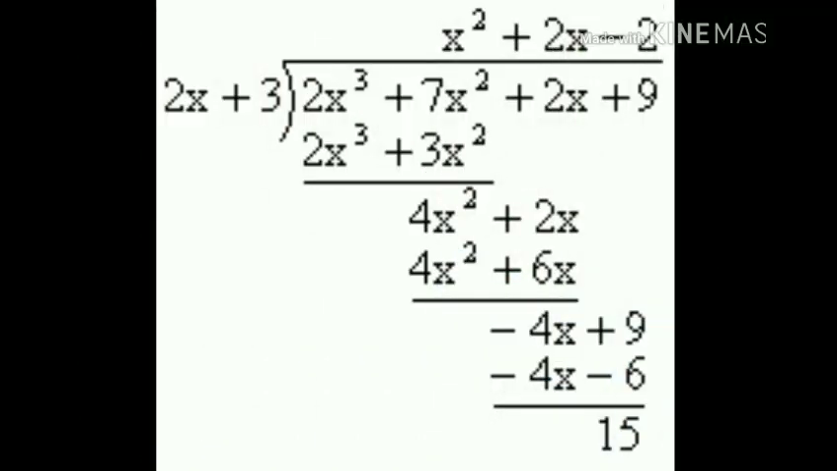Let's proceed to the last operation, which is division. We are going to divide polynomials. There are also different ways to divide polynomials. We can use the long division or the synthetic division. Here are some examples on how to divide polynomials.